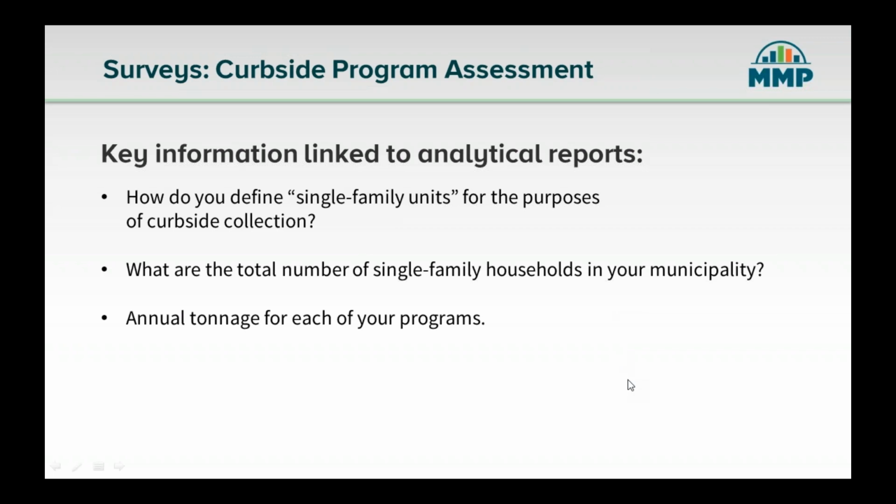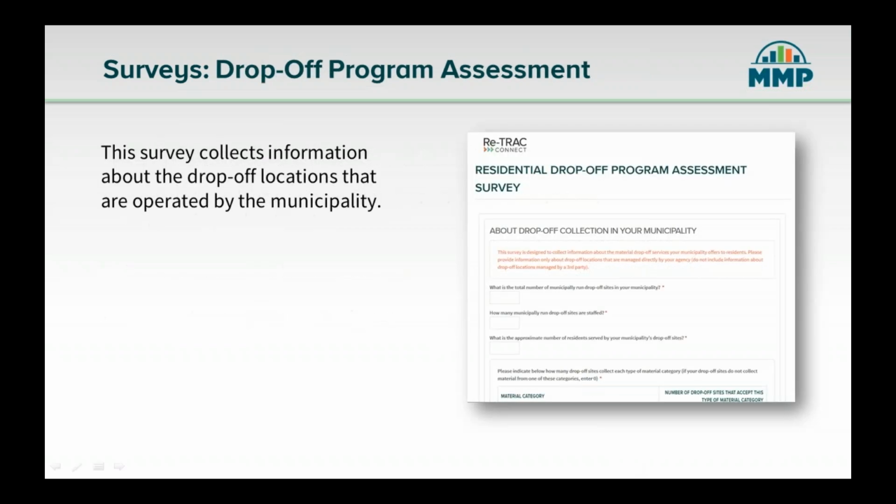The survey is also going to collect annual tonnage for each program, including residential curbside MSW, single-family curbside recycling, multifamily recycling, and the organics program if you have one. This data is really important towards calculating most of the key metrics found in the program performance and benchmarking reports. If you do have this information, there are a number of different ways that you can share it, and you'll see that in greater detail once you jump into the program itself. So that pretty much covers the Curbside Program Assessment Survey.